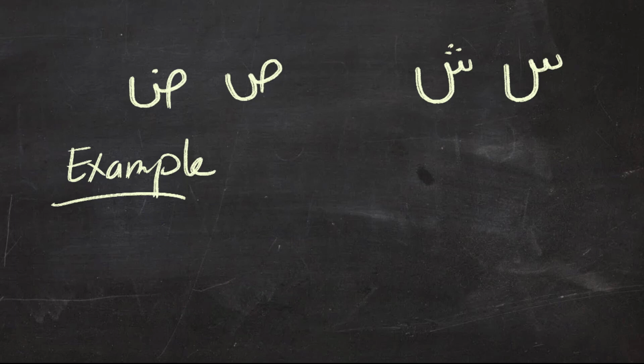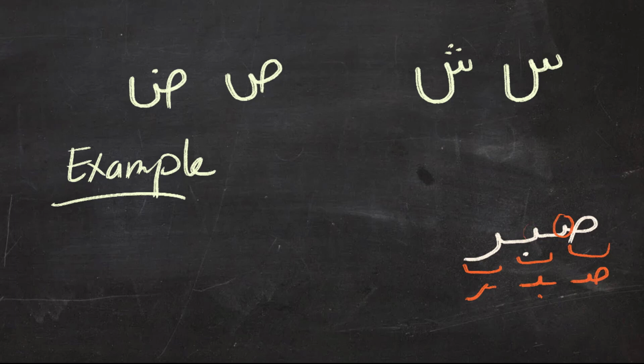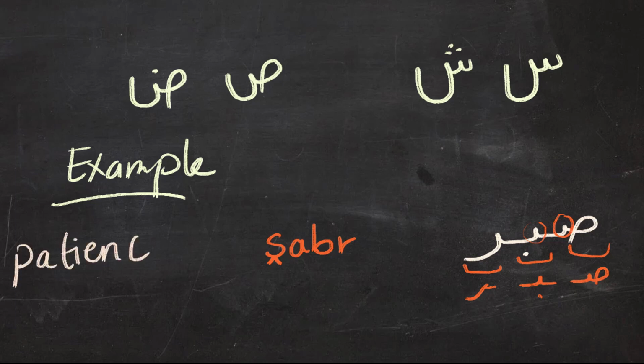Next up is sabr. Notice how sad is connected to the ba, is connected to the r to form the word sabr. And don't forget this part of sad. They look the same in these two parts, but they are separate and it's pronounced as sabr. I'm using the symbol for the sad to distinguish the s and the sad. And sabr means patience.